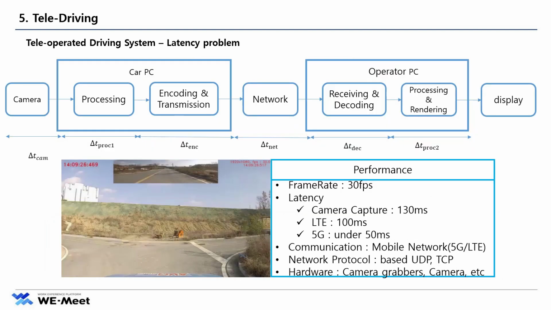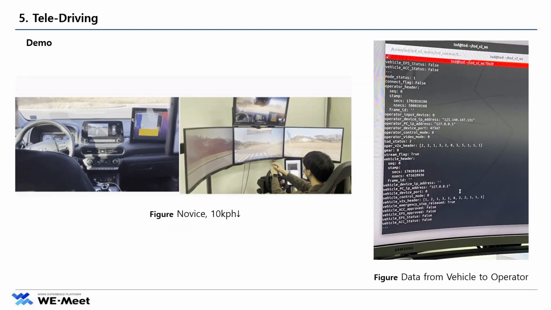The problem of this system is the latency. From the vehicle cameras to the operator's display, there are many sequences to process the information. How short and how stable this latency is most important for the system and the safety. This is a demo video of what we experienced.